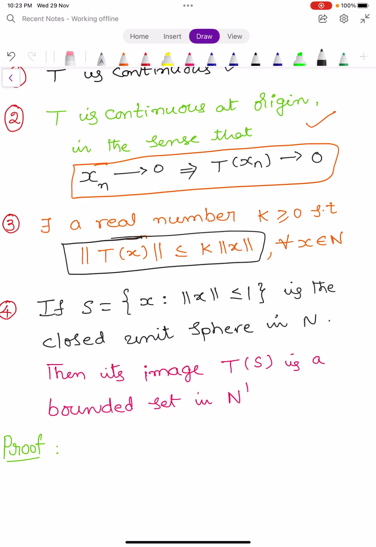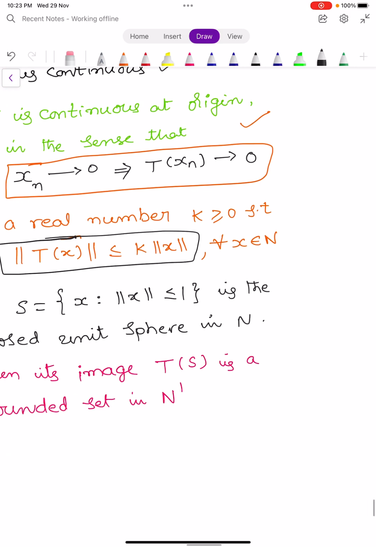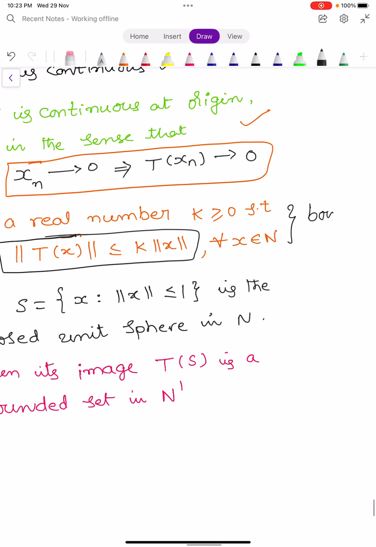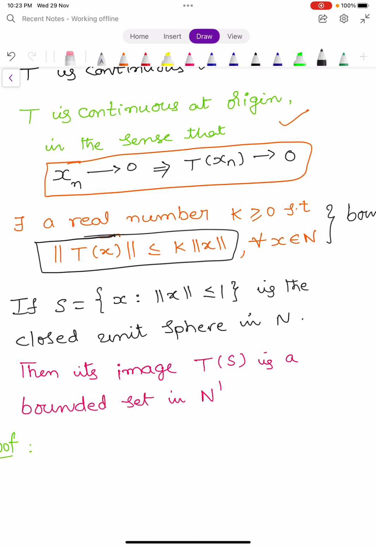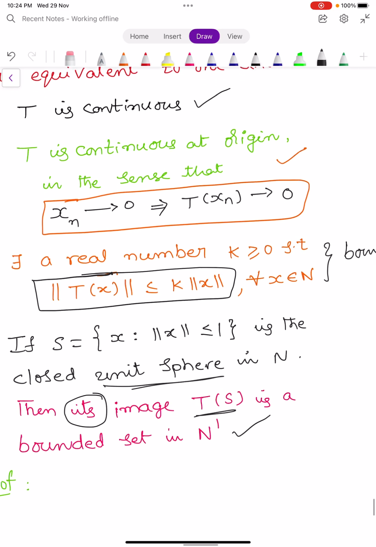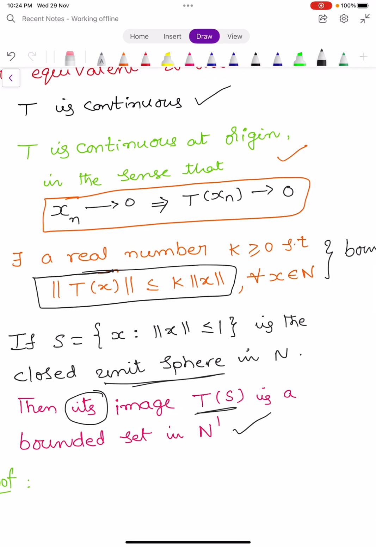Third, there exists a real number k greater than or equal to 0 such that norm T of x is less than or equal to k into norm x, which is nothing but the bounded condition. And the fourth one: if S is equal to the set of all elements x such that norm x is less than or equal to 1, a closed unit sphere in capital N, then its image T of S is a bounded set in N dash. So observe the four conditions. These conditions are equivalent to one another.